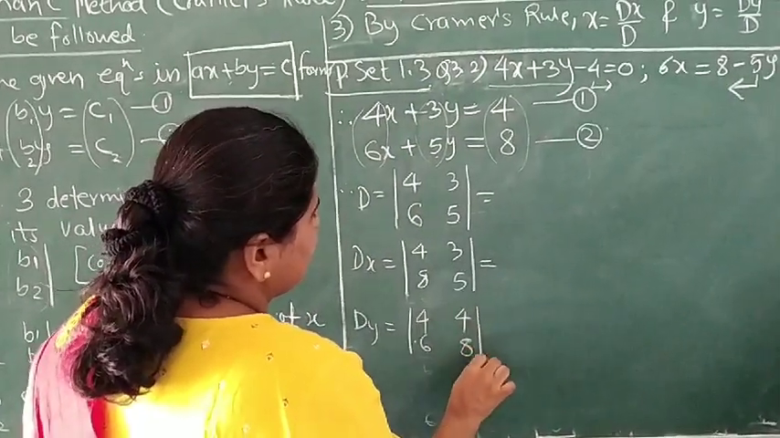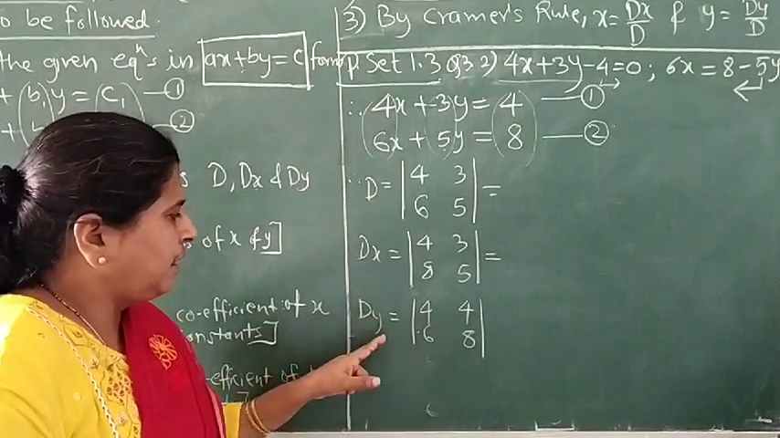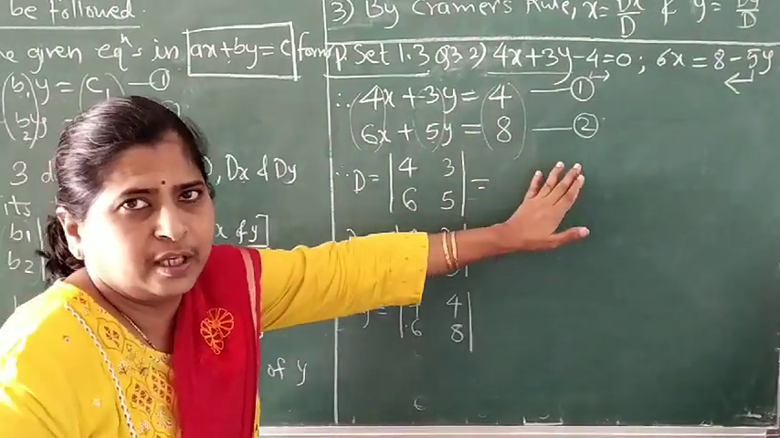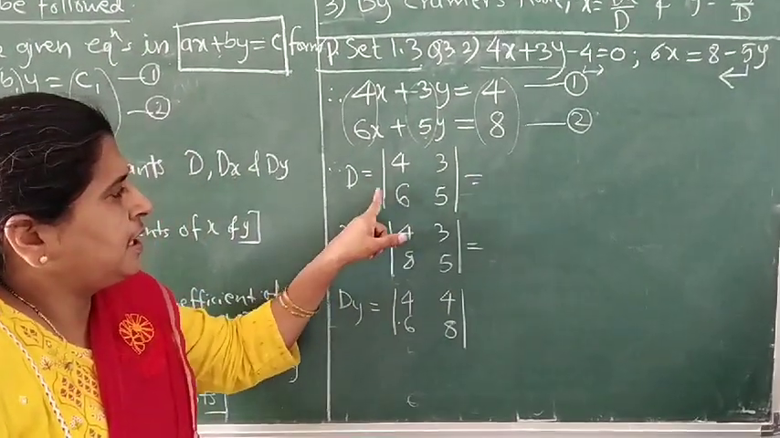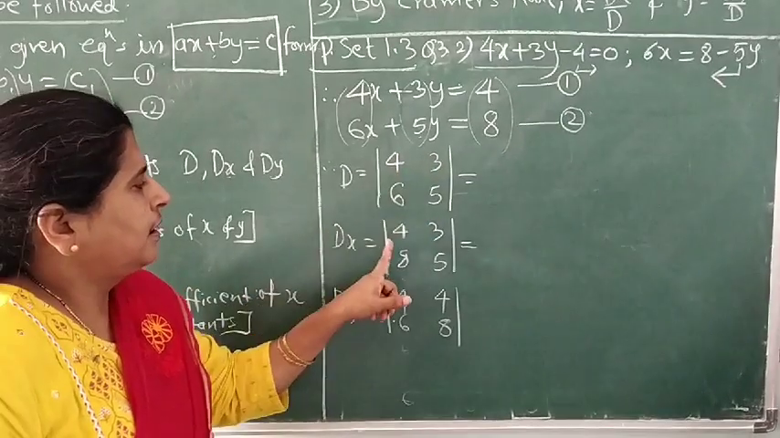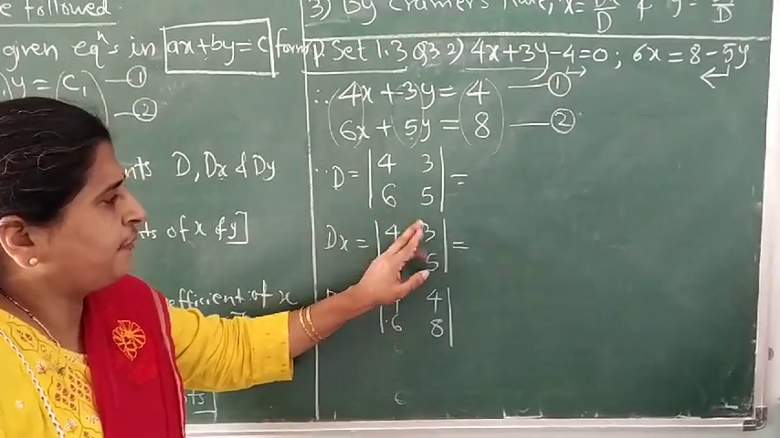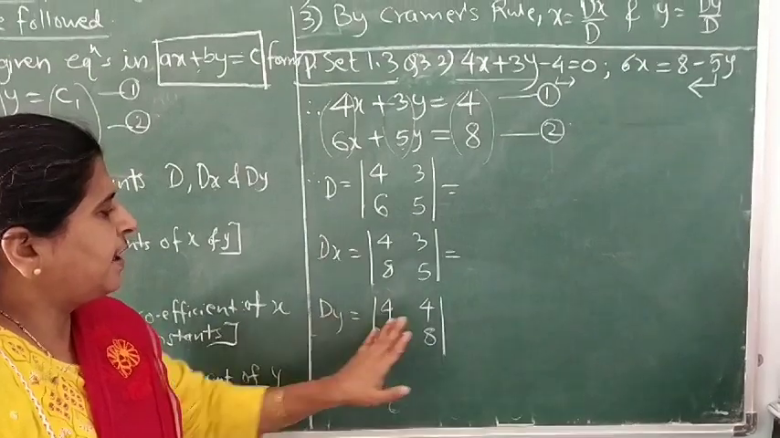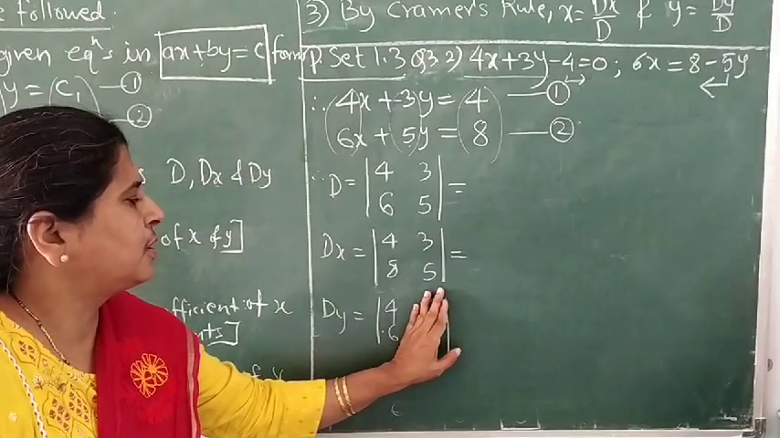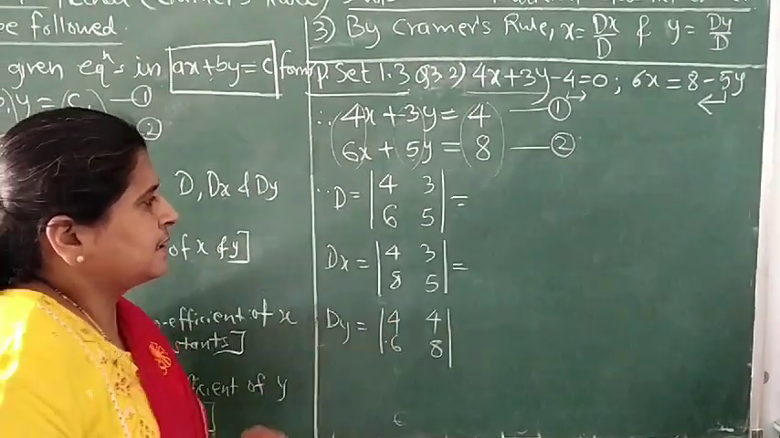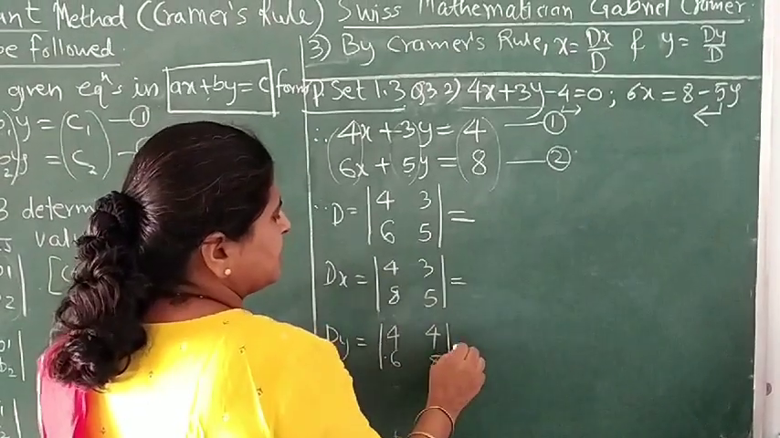So once you understand how to frame these three determinants, the next part is very, very easy. So determinant D is the coefficients of x and y, dx is replacing x by the constants, y as it is, and dy is replacing the coefficients of y by the constants, and x as it is. Now let's find its values.